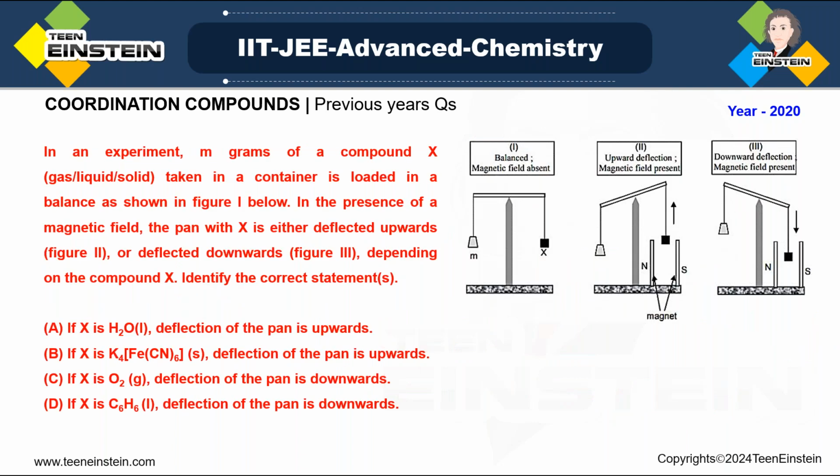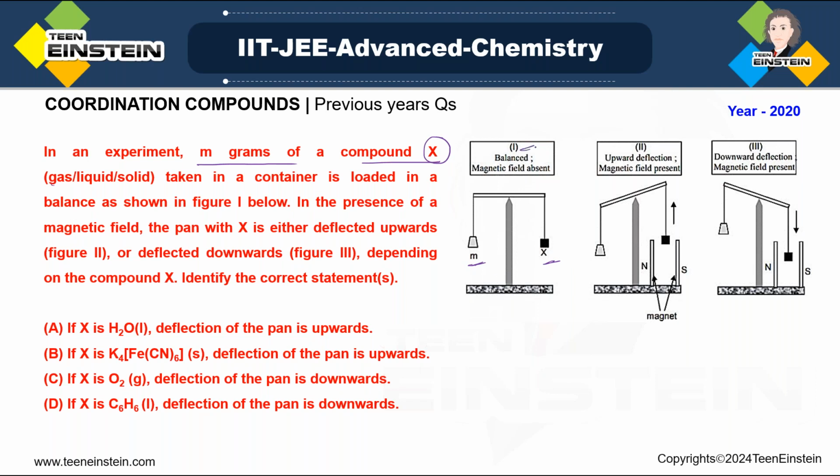Now this is a very interesting question. We will read the question first carefully. Obviously, you also have to check the picture as it is given. It is saying that in an experiment, m gram of a compound X has been taken. It may be gas, liquid or solid. Basically, if you look at the option, it may be an element also. Whether it is element or compound, we have taken it in a container. So here you can see m weight is on the left hand side and we have taken X on the right hand side, and we have loaded it in a balance.